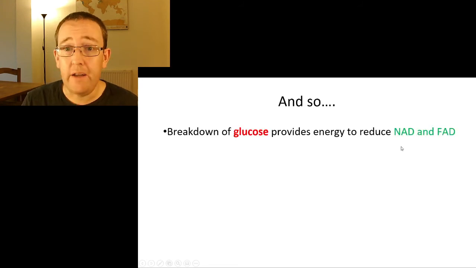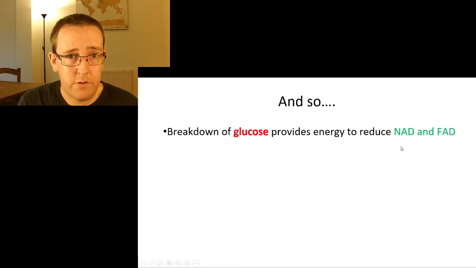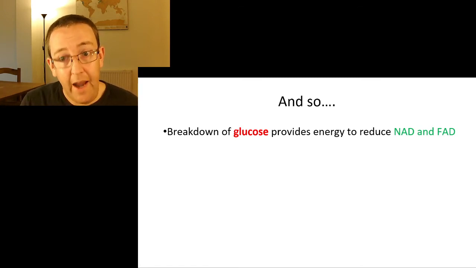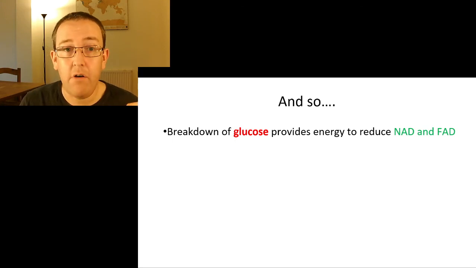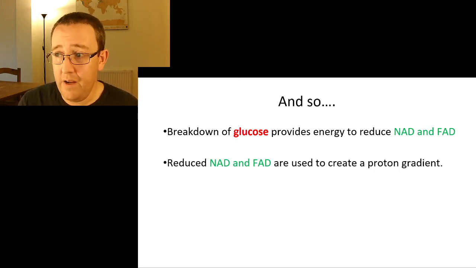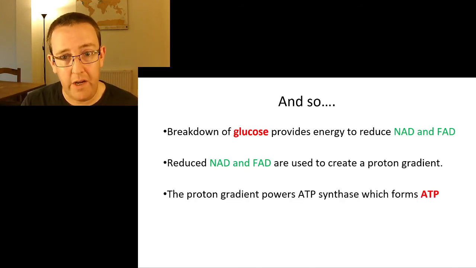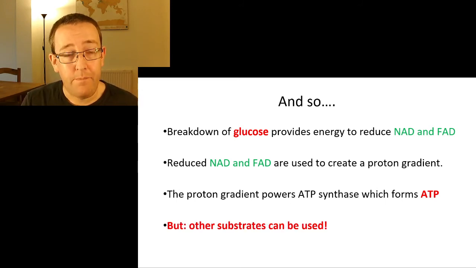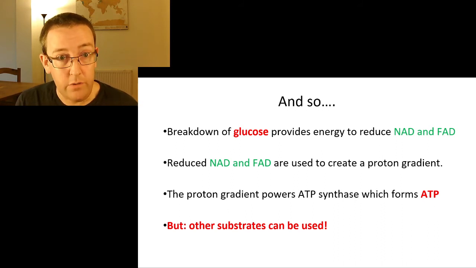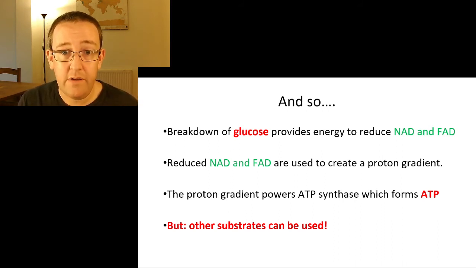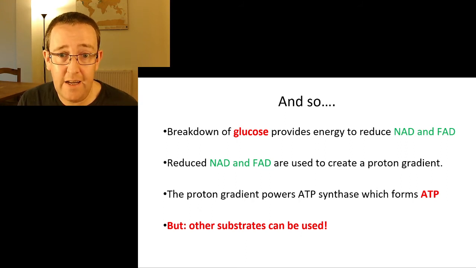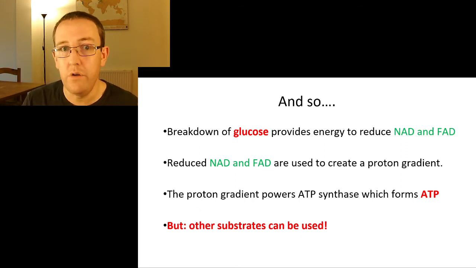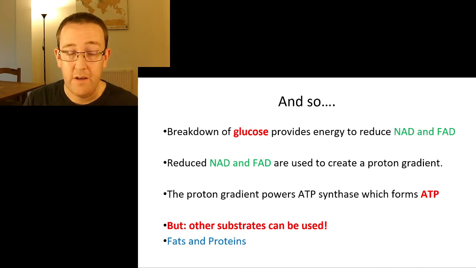Okay, so what we've said in these past three videos, of all these different stages, is that the breakdown of glucose provides energy to reduce NAD and FAD. They are our intermediates. The NAD and FAD that are reduced are used to create this proton gradient, and it's the proton gradient that powers ATP synthase and forms ATP. However, other substrates can be used to make these intermediates, to make this NADH and FADH. You don't have to just use glucose, okay? And those would be the fats and the proteins.